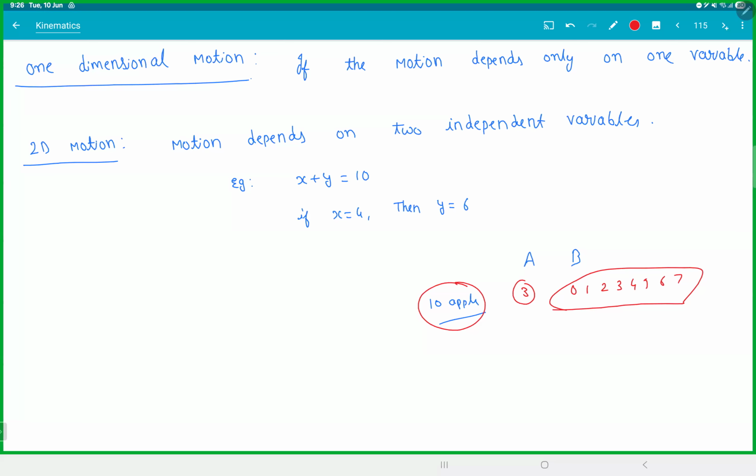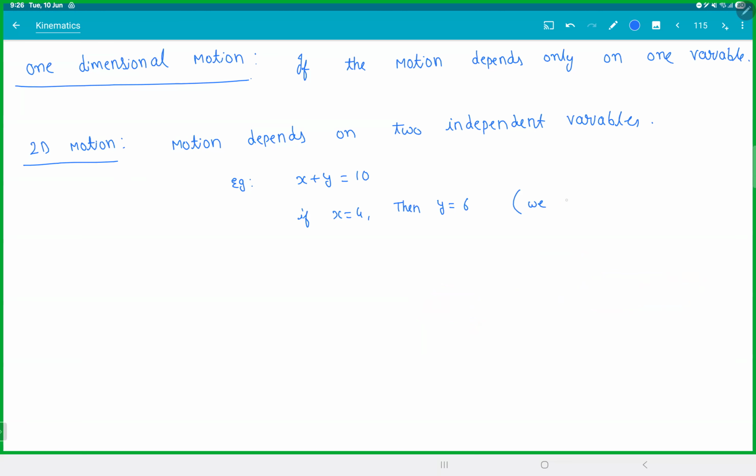Are you getting the meaning of dependent and independent? The moment you choose one value, and if the other value gets fixed, then they are dependent on each other. If you choose one value and the other value can be anything, then they're independent. So in this case, the moment we choose x, we can't choose y. You can choose only any one of them. So x and y are dependent. So it looks like there are two variables, but in reality, there is only one.